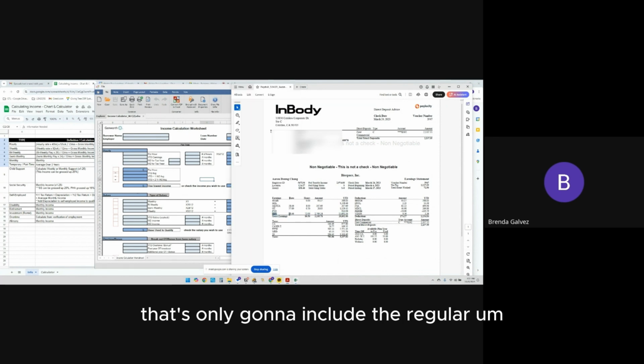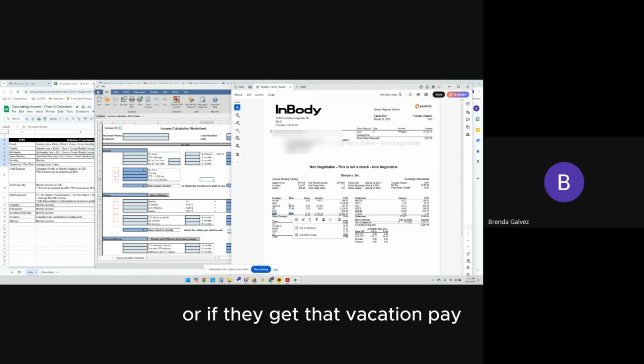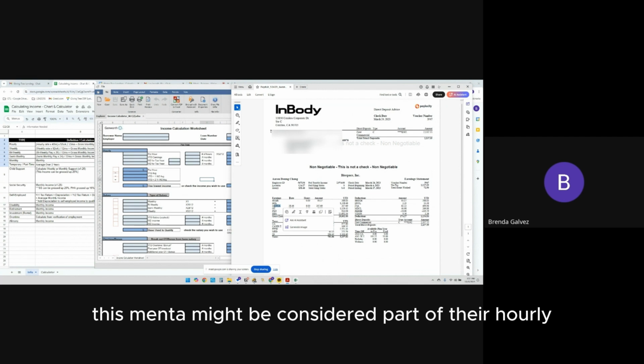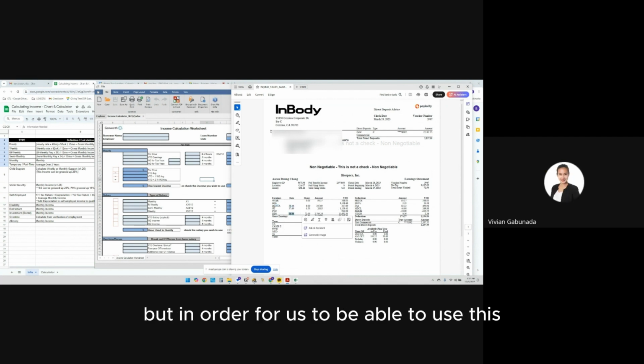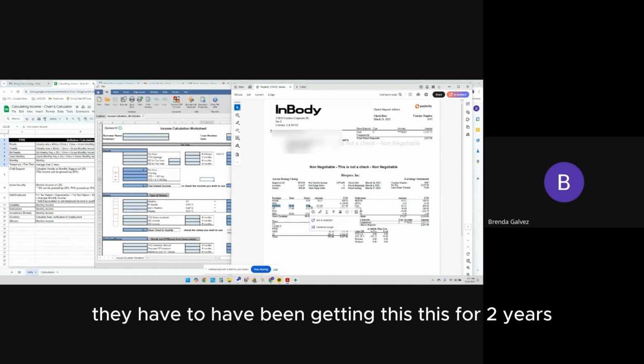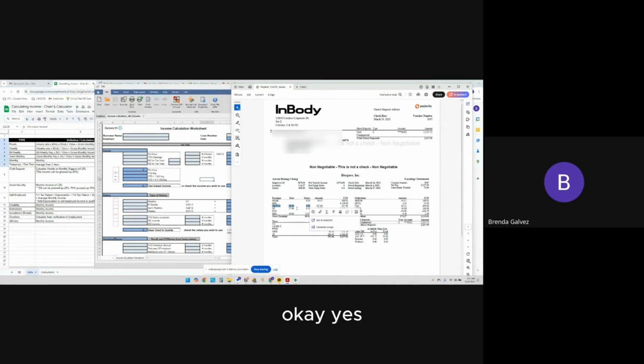That's only going to include the regular, if they get holiday pay, or vacation pay, or sick pay. That is all considered part of their hourly. This might be considered part of their hourly just by looking at this because it's the same rate as a regular. But in order for us to be able to use this, they have to have been getting this for 2 years.